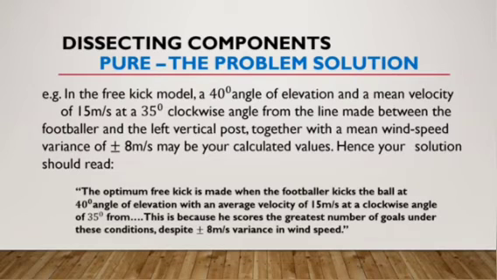The optimum free kick is made when the footballer kicks the ball at a 40-degree angle of elevation with an average velocity of 15 meters per second at a clockwise angle of 35 degrees from, and you explain further. This is because he scores the greatest number of goals under these conditions despite a plus or minus 8 meters per second variance in wind speed. Here you can relate what the numbers are saying to events within the experiment. And this is basically what they are asking you to do.